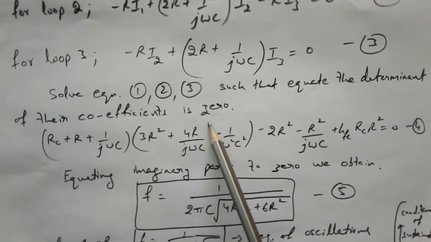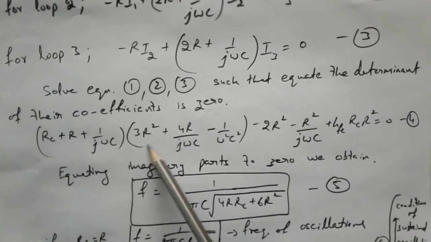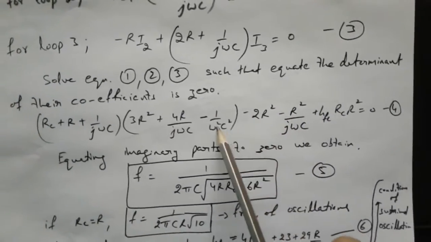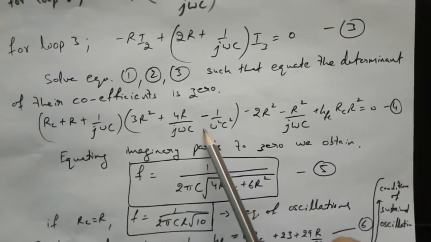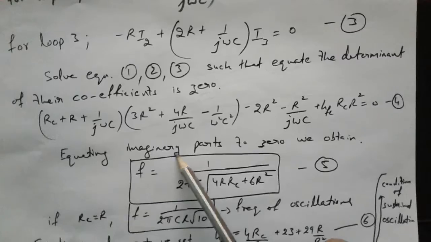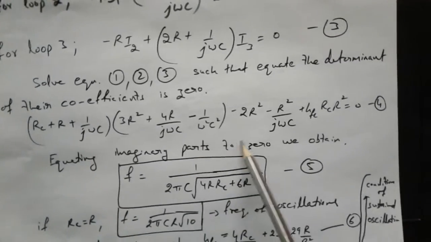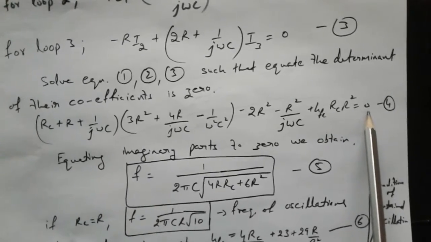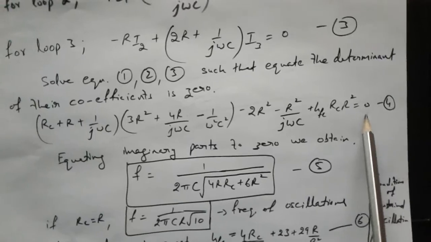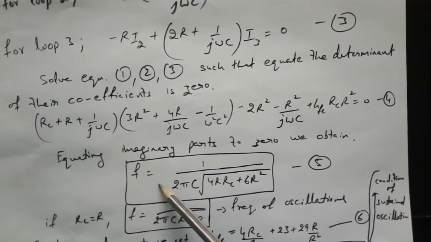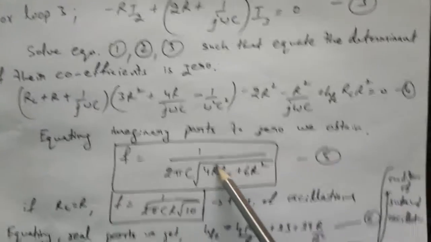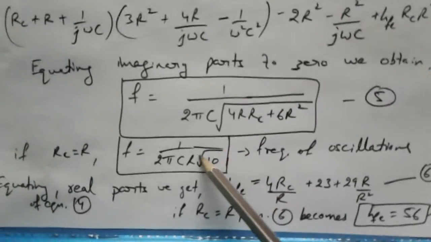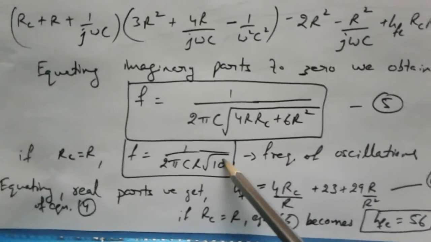You just solve the determinant, and while solving the determinant you will get this type of equation 4. As we did in the previous oscillator case, we equate imaginary parts to 0, because here on the right hand side there is no term, so imaginary part equal to 0. From here, by solving, we get the frequency of oscillations. For a special case, when RC is equal to R, equation 5 reduces to a simpler form.